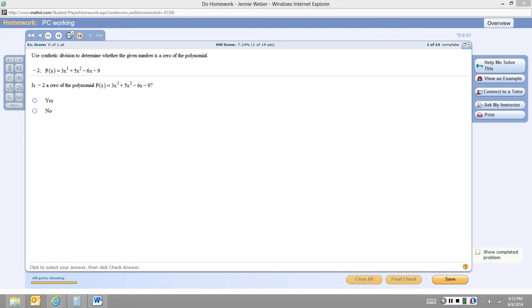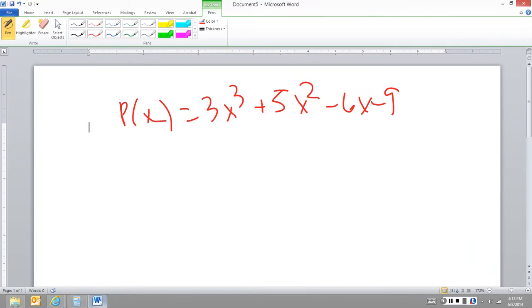We put them in, and if we get that 0 as a remainder, yay, it's a 0. If we don't get a 0, no, it's not. It doesn't divide cleanly, so therefore it's not a 0, and it doesn't work in this equation. So we're going to use synthetic division to quickly do this.